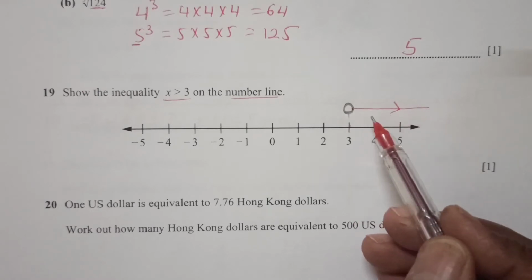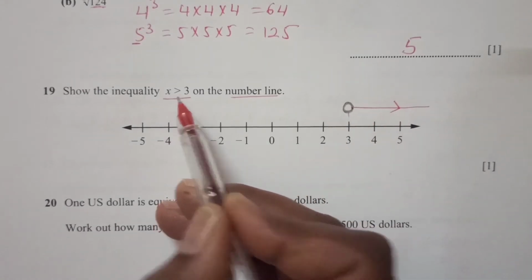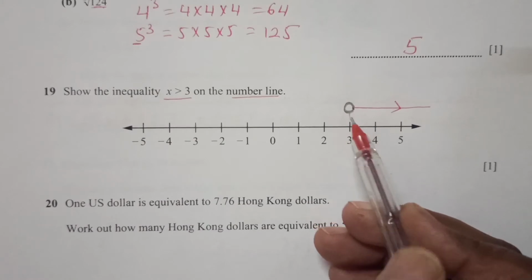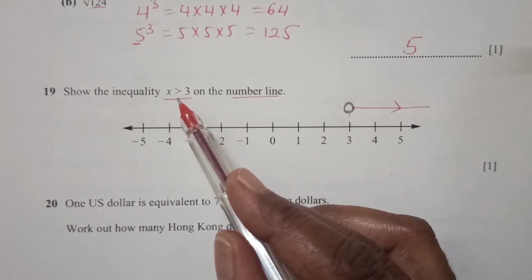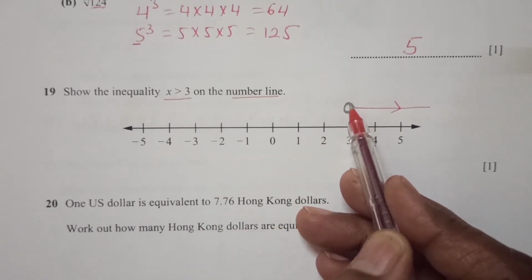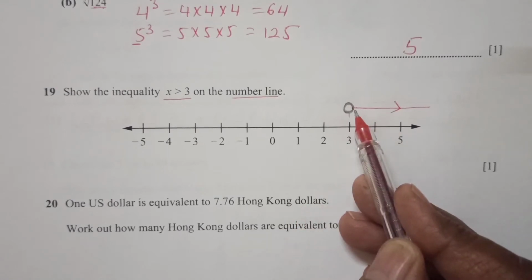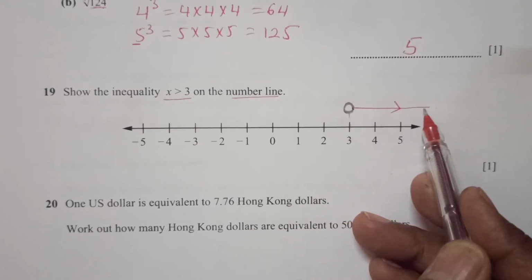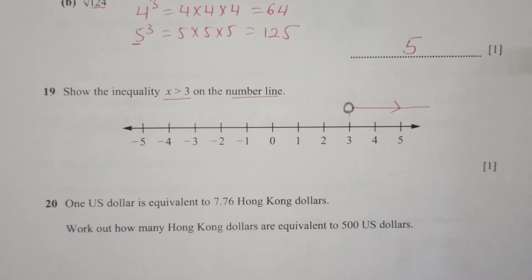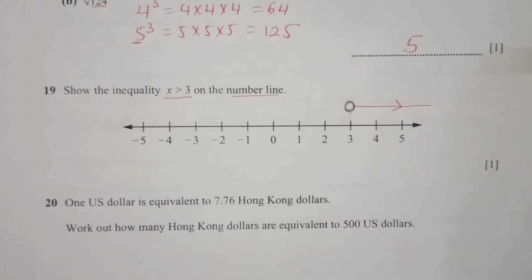If there were an equal sign, then you would shade the circle, but there is no equal sign, it's just greater than. So we are going to make a hollow circle and then an arrow on this side to show that this is the inequality on the number line, right?